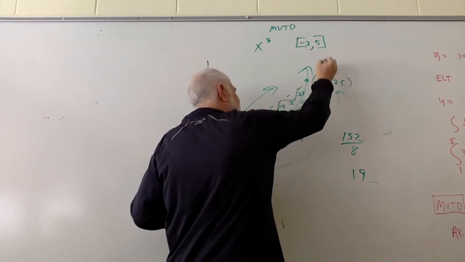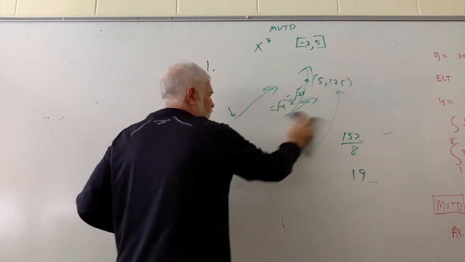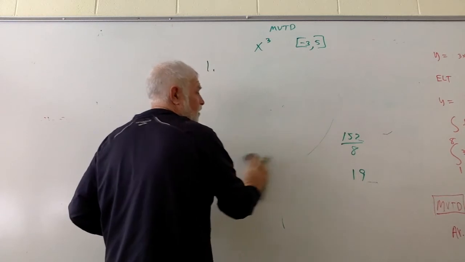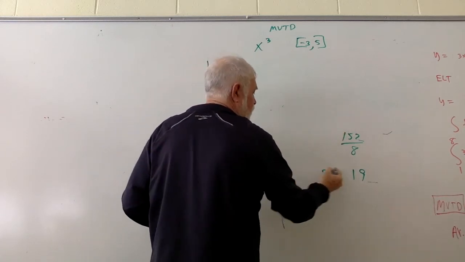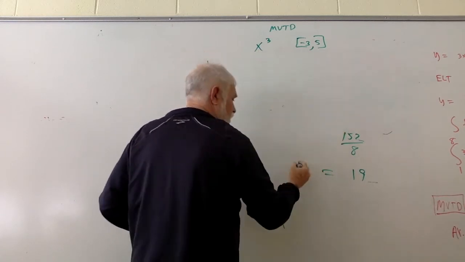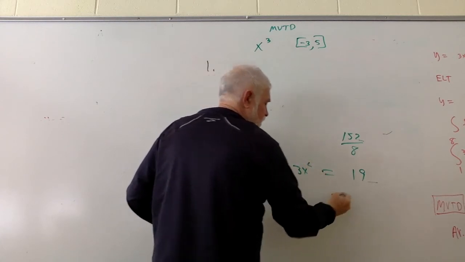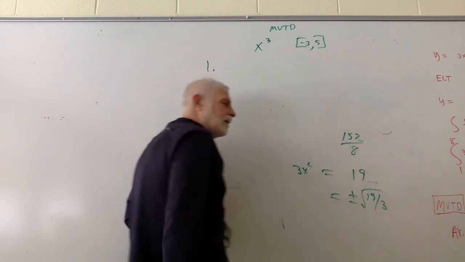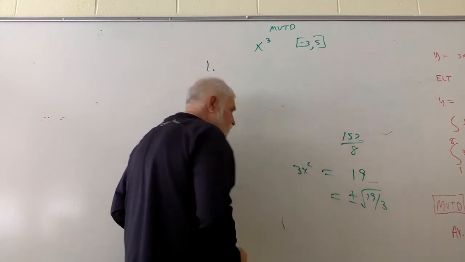Right? That maintains itself. That's the average rate of change. And we want the average rate of change to equal a momentary rate of change, which is all about derivatives. And so we're looking at 3x squared. Okay, so you got plus or minus the square root of 19 over 3.